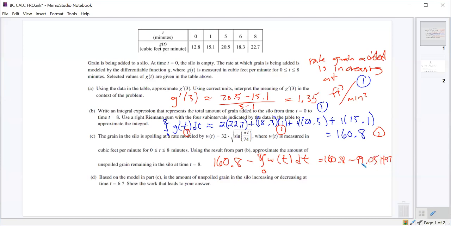So we have, amazingly here, what seems like a really good business practice with your grain in your silo, we've put 160 cubic feet in those 8 minutes, but 99 of those cubic feet spoiled. So we ended up with only 61 cubic feet of our 160 cubic feet of grain that we put in the silo for 8 minutes.